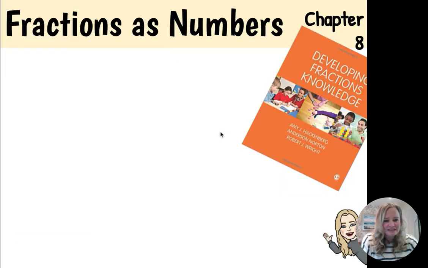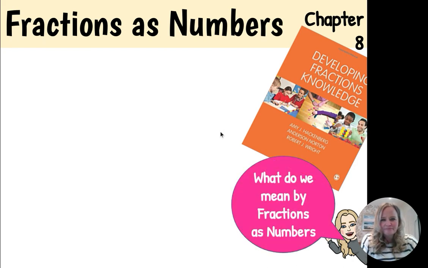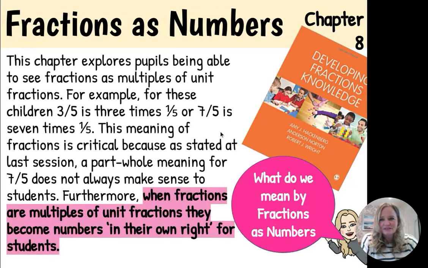So chapter 8 is all about thinking about fractions as numbers, which we've talked about a little bit in the previous courses. So what do we mean really in more detail by fractions as numbers? This chapter 8 in the book explores pupils being able to see fractions as multiples of unit fractions. For example, for these children, 3/5 is 3 times 1/5, or 7/5 is 7 times 1/5.